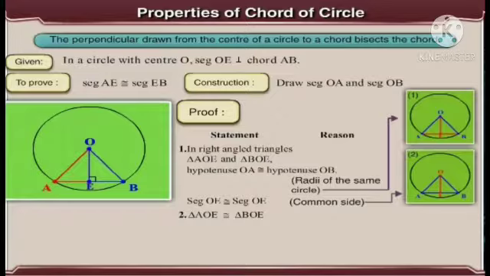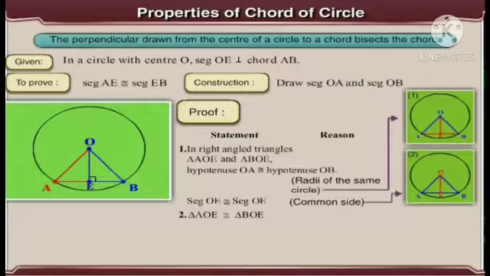The first property is the perpendicular drawn from the center of a circle to a chord bisects the chord. Here the given is in a circle with center O, segment OE is perpendicular to chord AB, and we have to prove that segment AE is congruent to segment EB. Construction. Draw segment OA and segment OB. These are the radii of a circle.